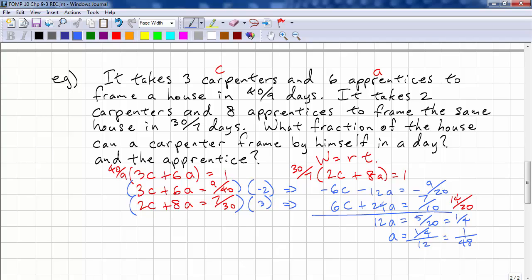We need to plug it back into one of these formulas. This one looks easiest. So we have 3c plus 6 over 48 equals 9 over 40. We're going to simplify this. 3c equals 9 over 40. This becomes negative, and it's going to be 1 over 8. We just divide the top and bottom by 6.